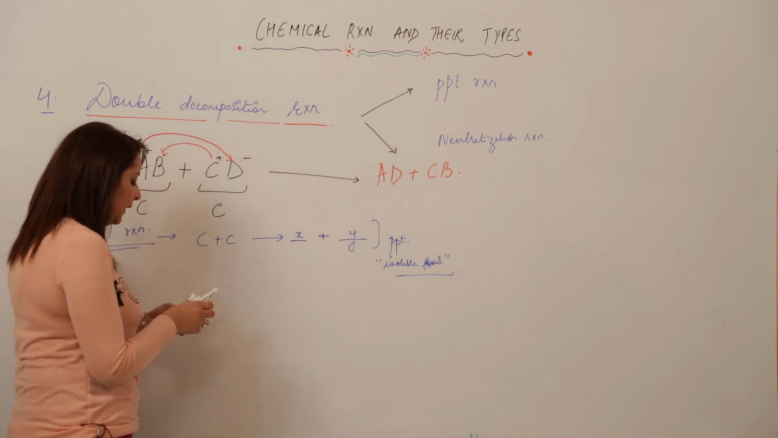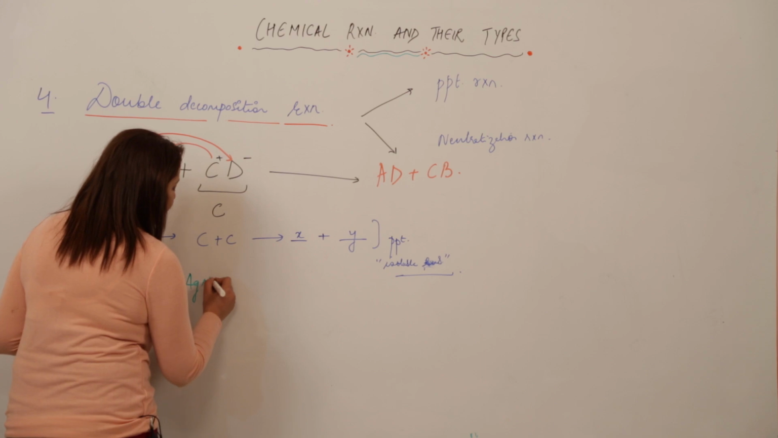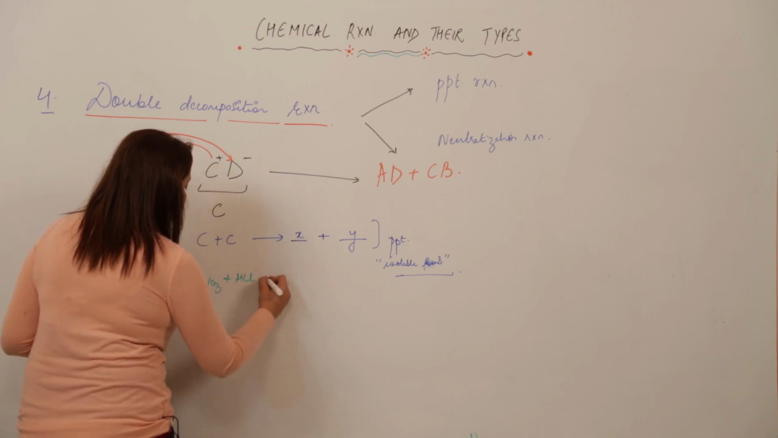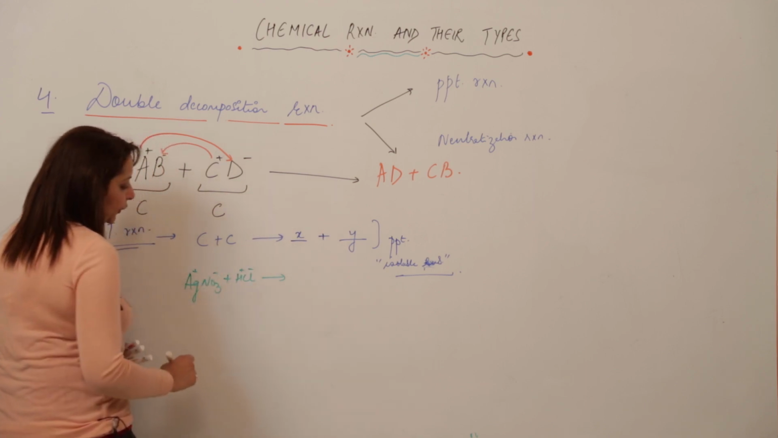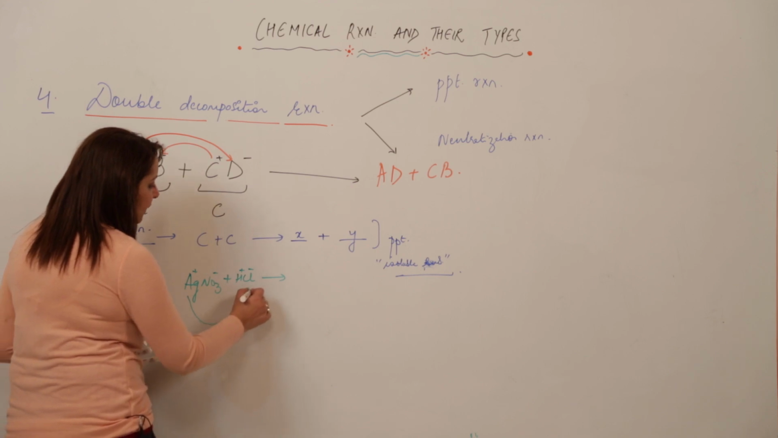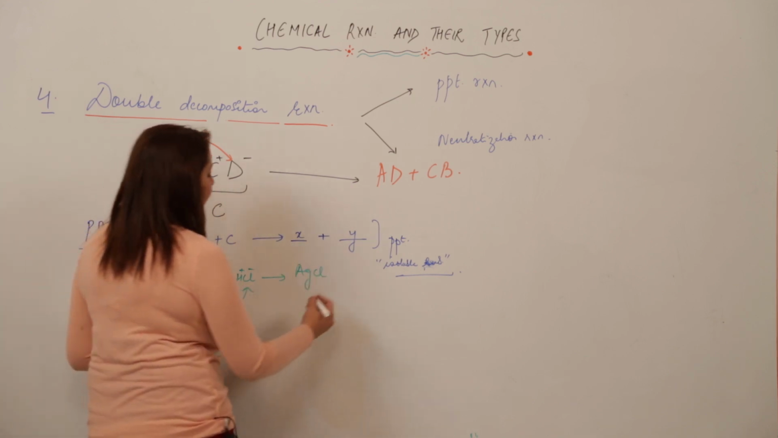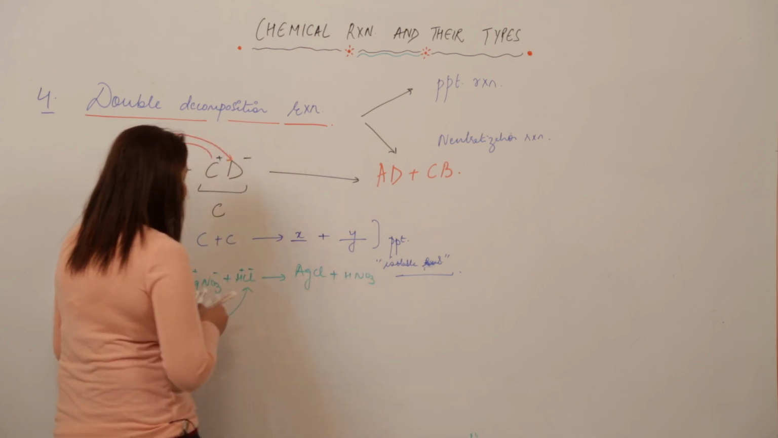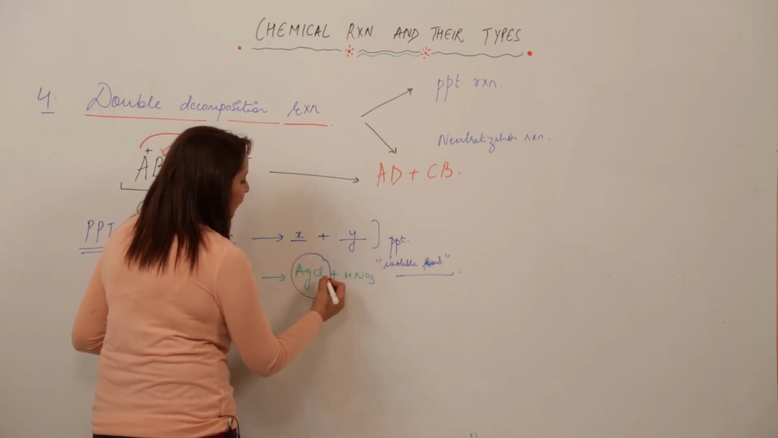So for example, I am stating an example for you. If I am taking AgNO3, that is silver nitrate, plus HCl, what will they form? See, Ag is going to combine with Cl, I am writing the valencies for you. So we will get silver chloride, and H will combine with NO3 to form HNO3. So it will lead to the formation of a precipitate because out of them AgCl forms the precipitate.